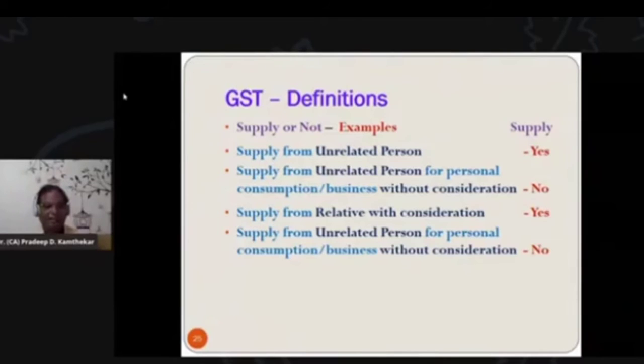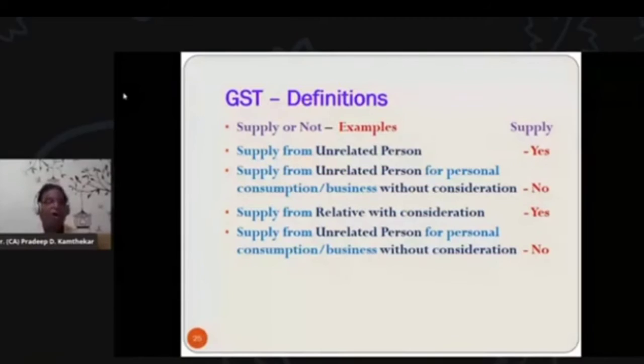That means when a person is giving something to an unrelated person, not a relative, and says that it is free of charge, whether it is free of charge or has some consideration, the government is not going to believe that. The government is going to treat that as a supply of goods and services for consideration, whether you have received it or not.